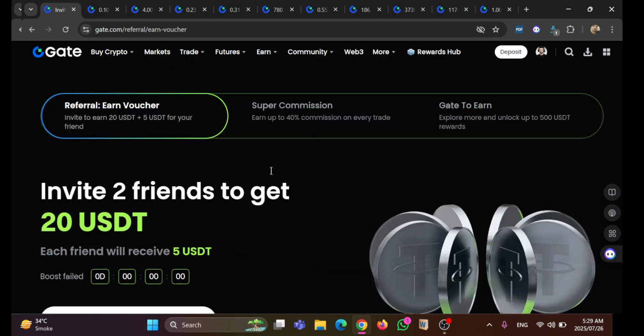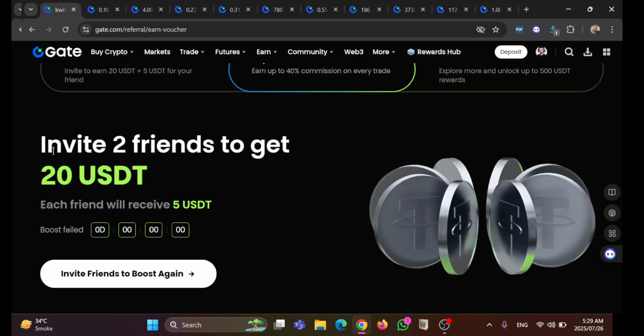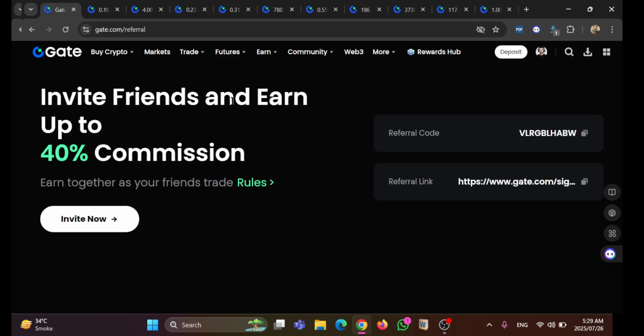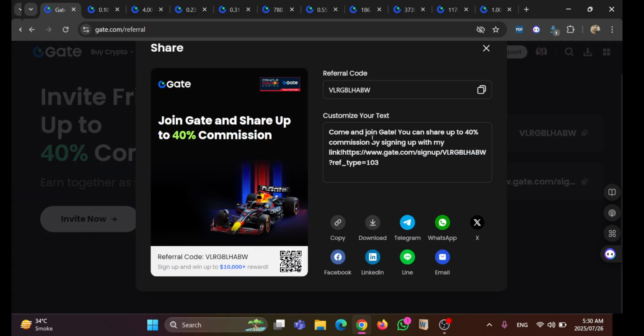Next one is super commission. In this super commission, you will get 40% commission. Invite friends and earn up to 40% commission. Earn together as your friends trade. Click on invite now, and you can see here is your referral code and invite link. You can copy this link, you can download this, and you can share on Telegram, WhatsApp, X, Facebook, LinkedIn, Line, and email.